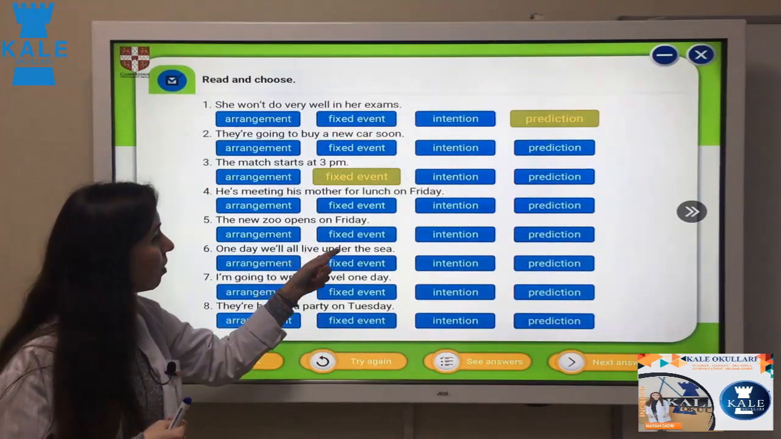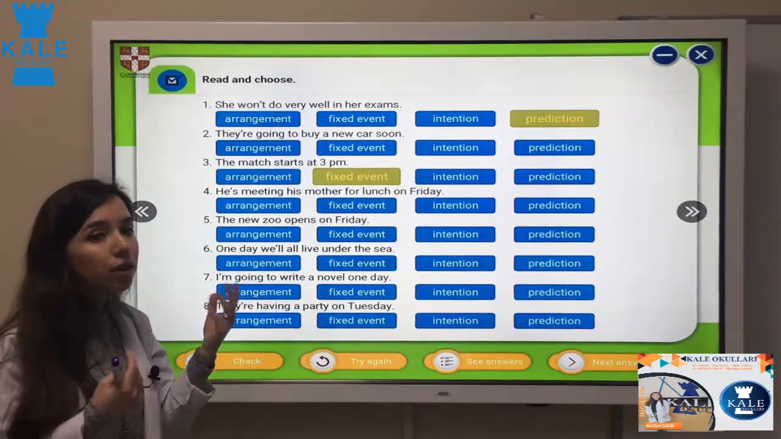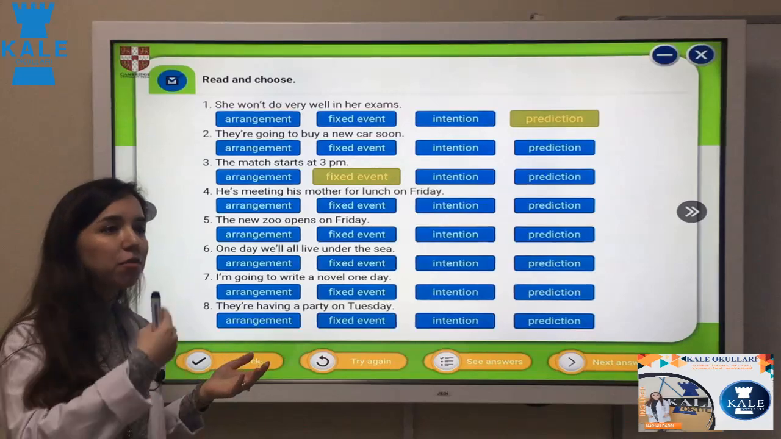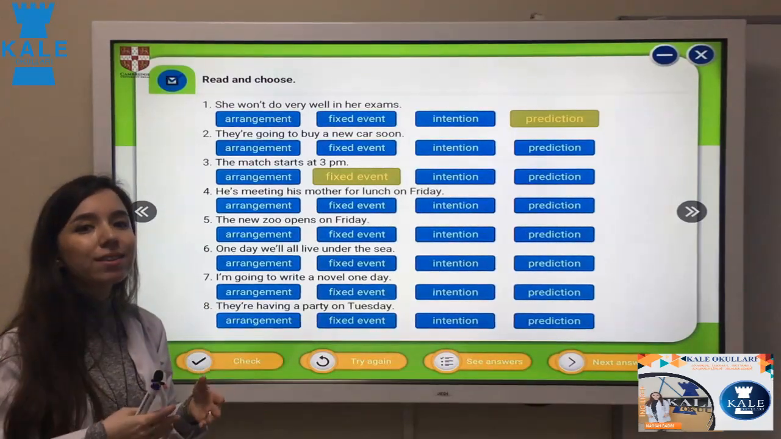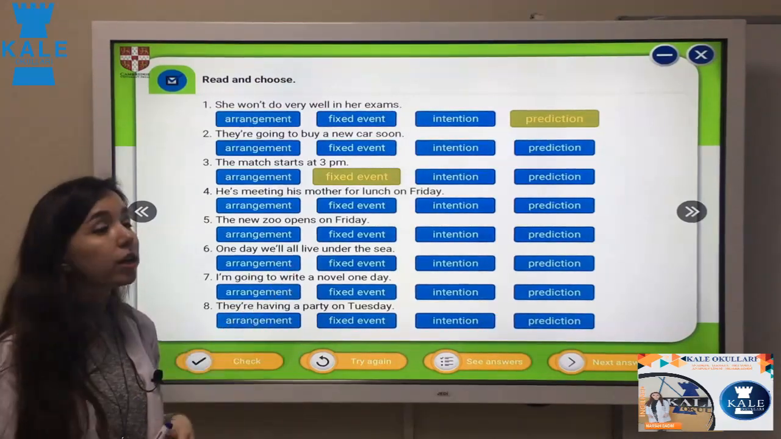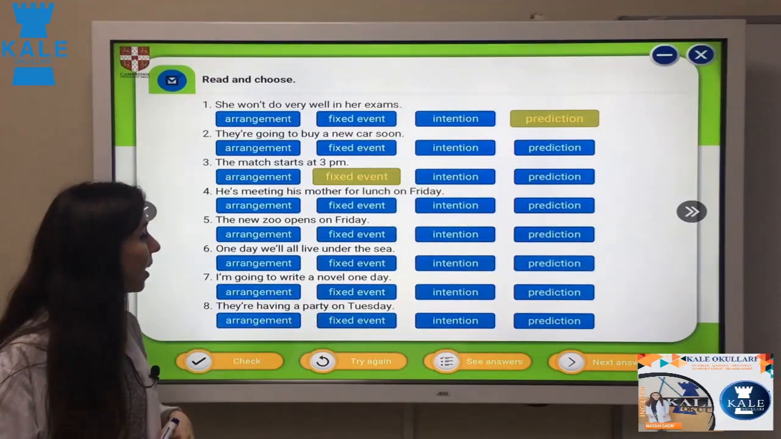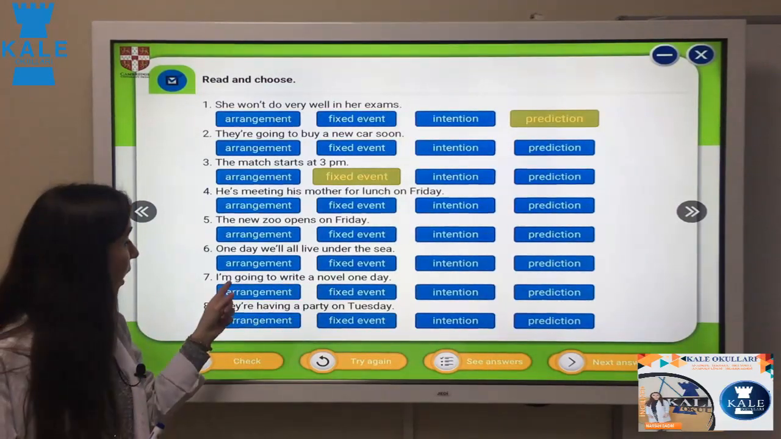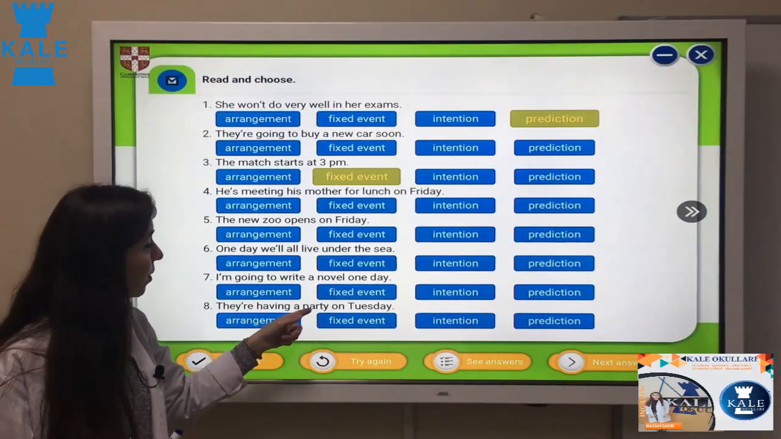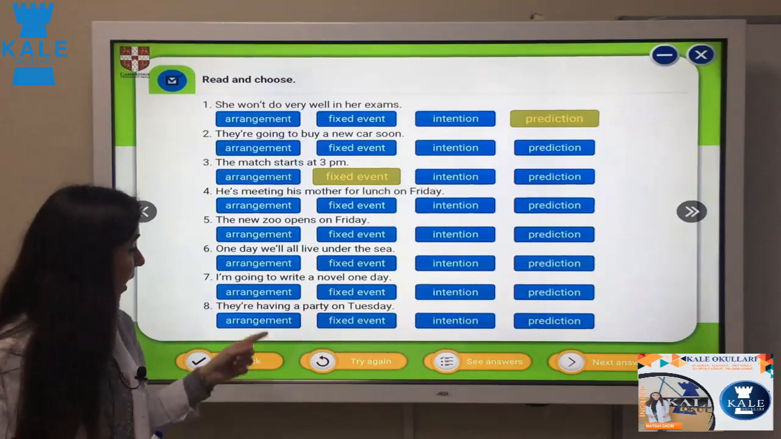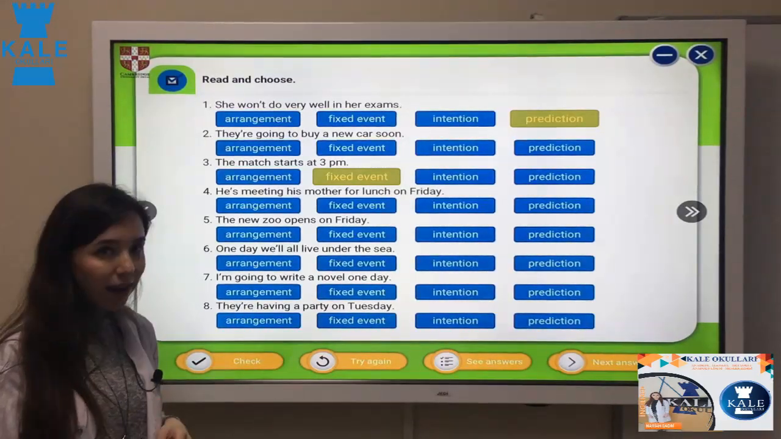One day we will all live under the sea. We will all live. So we are not sure. Yes, we predict that maybe from now, 10 years, 5 years, 20, 100, it's no problem. We will live under the sea. So it's a prediction. I'm going to write a novel one day. I am going to write, be going to, for intention. And they are having a party on Tuesday. They are having, here we use present continuous, yes, for arrangement.